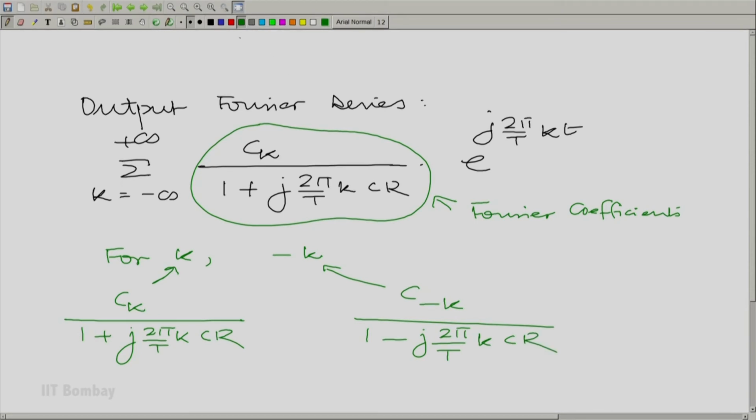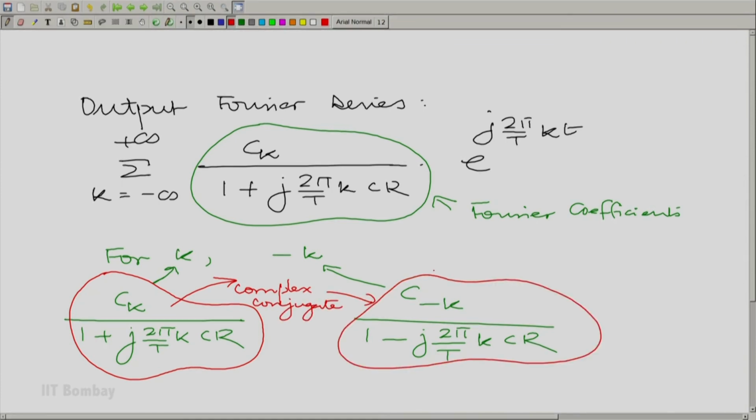Now, it is very easy to see that the complex conjugate of this is equal to this. That is because the denominators are complex conjugates and C_minus k is equal to C_k complex conjugate. So, that complex conjugate property of the coefficients, provided you are dealing with a real input x(t), is preserved at the output. I wanted to emphasize this because we have started with a complex exponential decomposition, and if you wanted to convert it into a sinusoidal decomposition, we can. We will see more about Fourier analysis in the next session. Thank you.